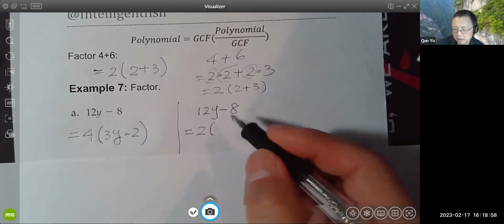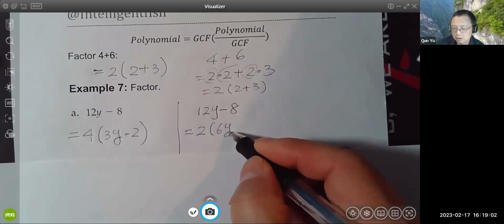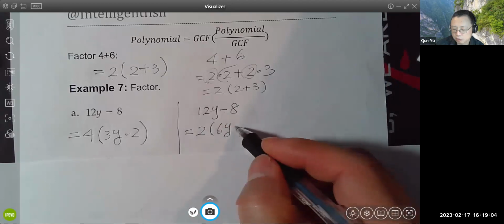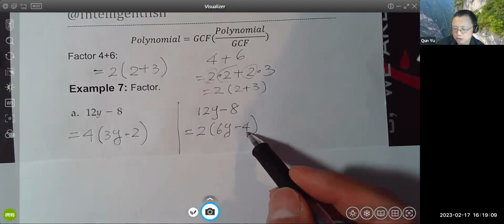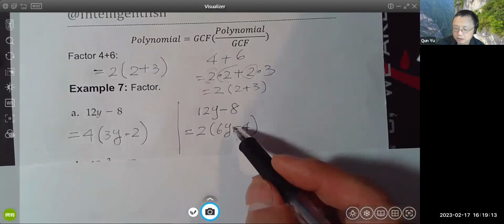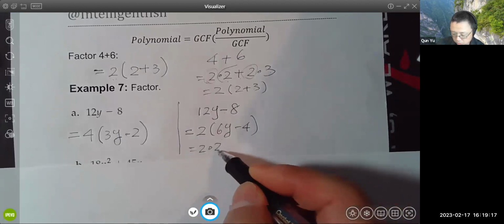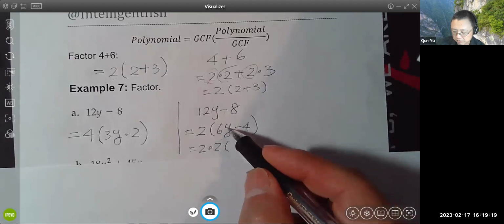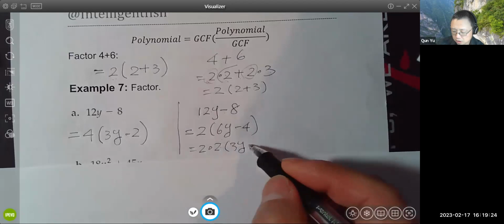Then I put this inside. 12 divided by 2 is 6. Negative 8 divided by 2 is negative 4. After I factor out 2, I notice that between 6 and 4, there's another common factor 2. So I'm going to factor out another 2. So this is the other 2, the second 2. 6y divided by 2 is 3y. Negative 4 divided by 2 is negative 2.